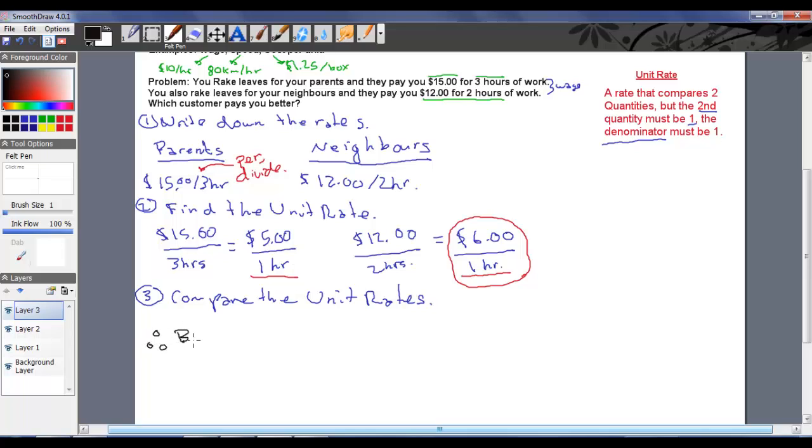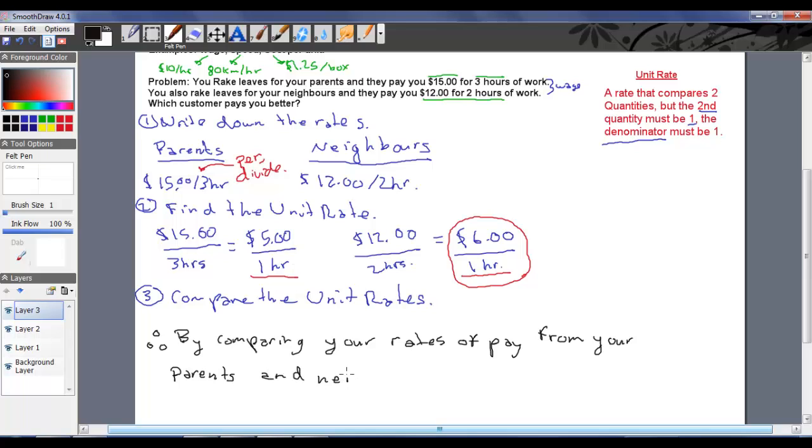Therefore, by comparing your rates of pay from your parents and neighbor, it is clear your neighbors pay better.